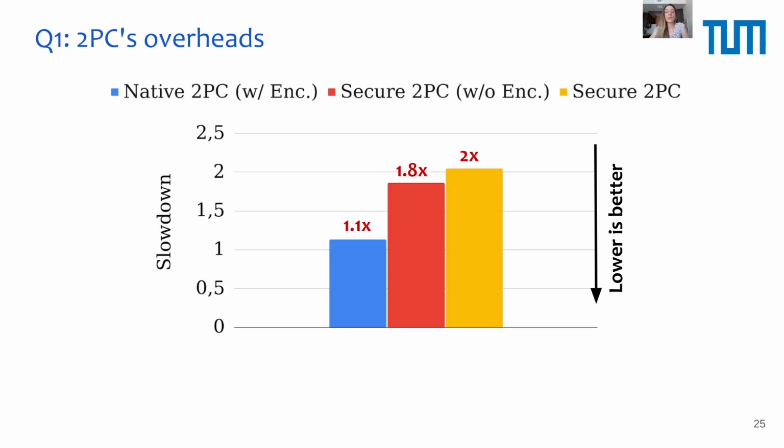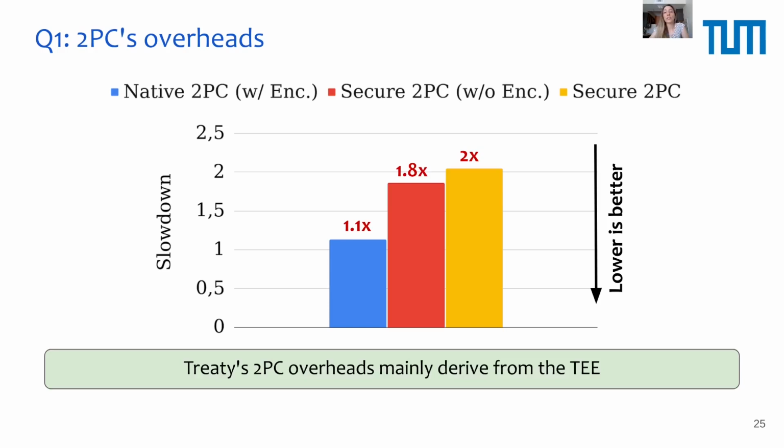The plot shows the performance slowdown of the Treaty two-phase commit protocol with reference to a native execution of the protocol. We ran a native execution of the two-phase commit with the encryption layer on, and two secure versions of the protocol that run within the trusted execution environment with and without the encryption layer. Lower is better in terms of performance. In general, we see that the Treaty two-phase commit protocol incurs about 2 times slowdown compared to its native non-secure execution. The overheads mainly derive from the trusted execution environments rather than the encryption.